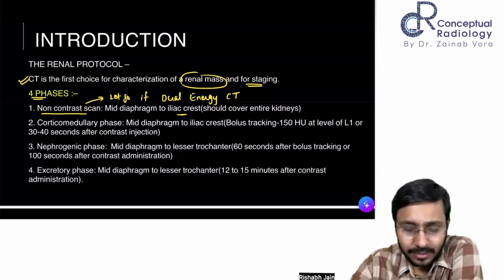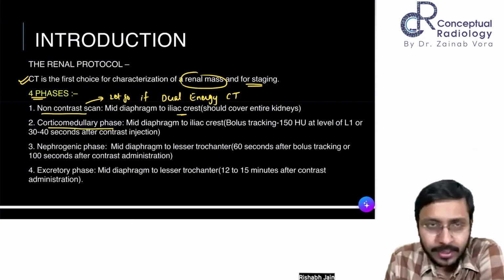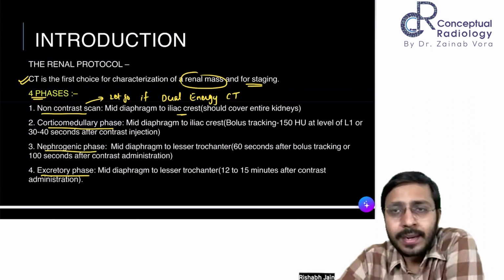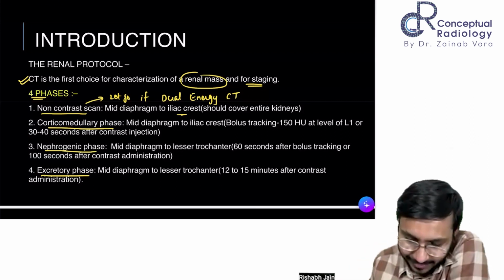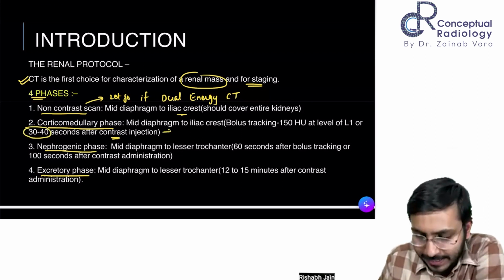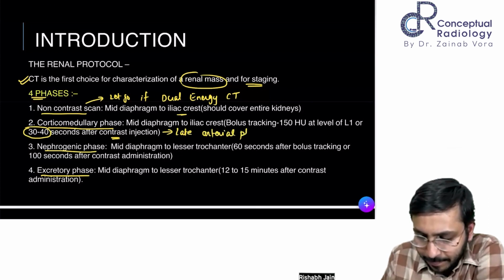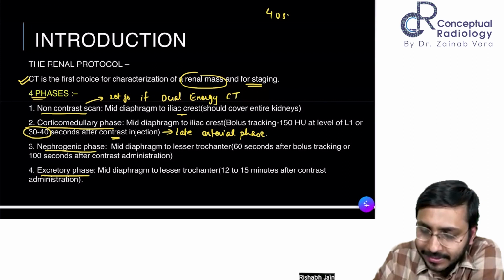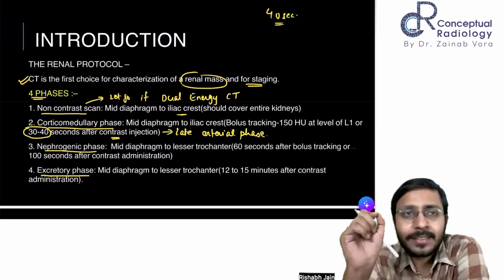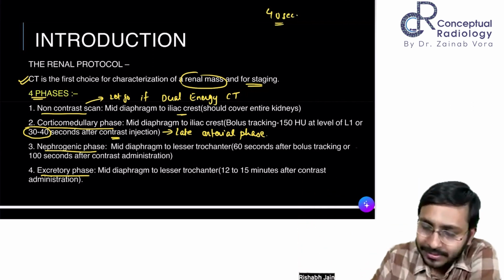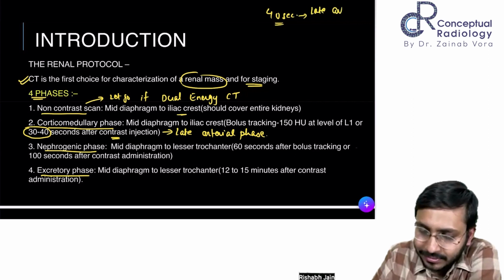So a non-contrast phase, followed by a corticomedullary phase, followed by a nephrographic phase, and finally an excretory phase. Now, when are these phases taken? The corticomedullary phase is taken 30 to 40 seconds after your contrast injection. So take it as a sort of late arterial phase. Okay, late arterial phase, 30 to 40 seconds. Remember, this 40-second arterial phase has a lot of similarity with other CT protocols. So this is your late arterial phase.